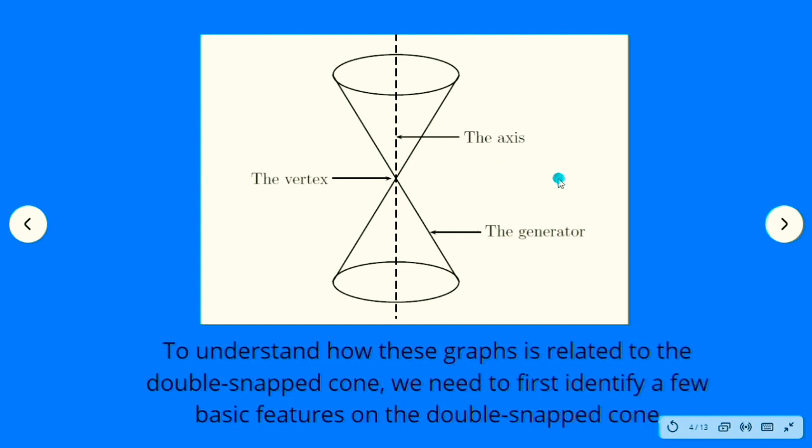Axis is just the reference that the generator will be rotating about. Vertex is the point of intersection between the axis and the generator. It is also the tip of the cones. And lastly, the generator is a line that is used to generate the cone. The double-napped cones are generated by rotating the generator around the axis, with only one point of intersection, which is the vertex.